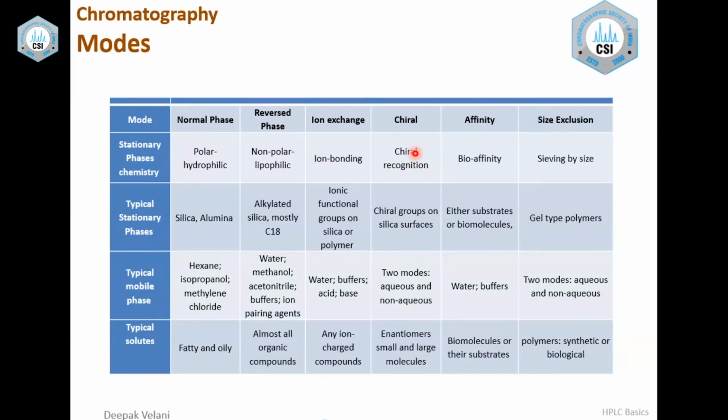Chiral is basically the chiral recognition columns, the stationary phases, where chiral groups are attached or bonded to the silica phases. This can be aqueous or non-aqueous. So enantiomers, small and large molecules, can be separated by chiral chromatography. Affinity chromatography basically includes biomolecules attached or packed into a column, and that is used for affinity columns, for example monoclonal antibodies, MABs, or in sample preparation where we have to remove certain proteins from the main samples so that minute components in blood or plasma can be analyzed specifically in proteomics and metabolomics.